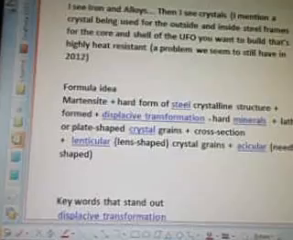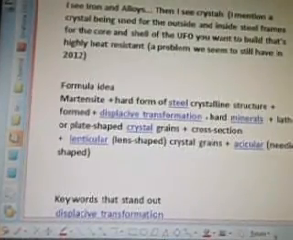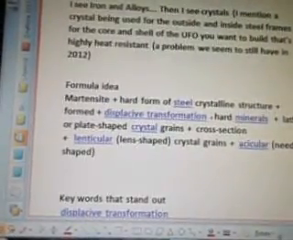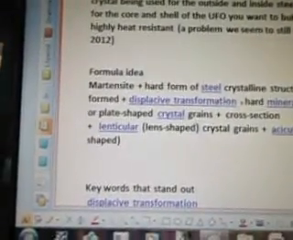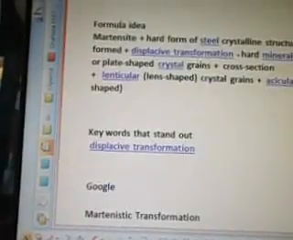June 25th, my thoughts. I see iron and alloys. Then I see crystals. I mentioned a crystal being used for the outside and inside steel frames for the core and shell of the UFO you want to build. That's highly heat resistant, a problem we seem to still have in 2012.